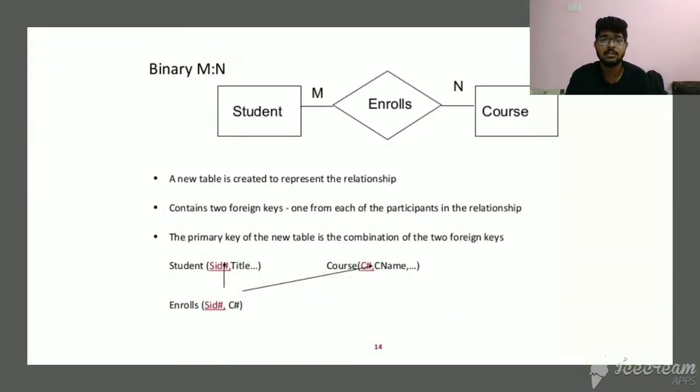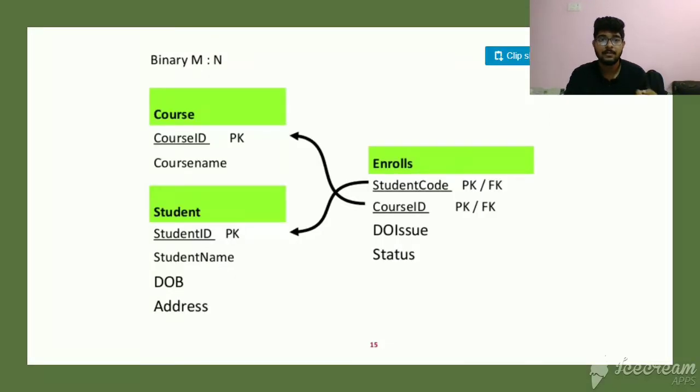In binary m:n, a student enrolls in a course. A student can enroll in many courses. A new table is created to represent the relation, containing two foreign keys, one from each of the participants in the relationship. The primary key of the new table is a combination of the two foreign keys. We have course ID, course name. One student can enroll in more than one course, so student code will act as both primary key and foreign key, and course ID will also act as both primary key and foreign key.